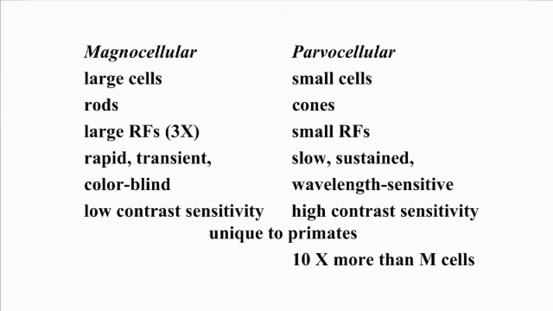The parvocellular ones are smaller. They get a lot of their input from the cones. They have smaller receptive fields. They have slow, sustained responses. They don't turn on and off very quickly. They're wavelength sensitive, so they can respond to color. They operate best when things are very bright. They're unique to primates, and there are 10 times more of them.